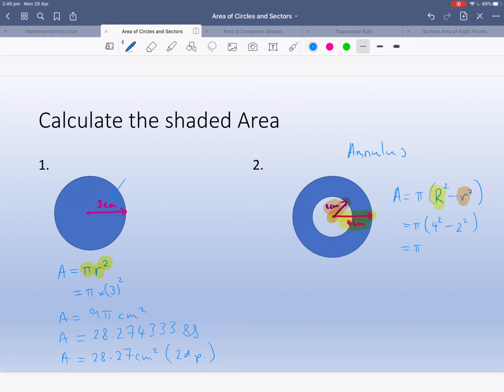So it's going to be pi times 16 minus 4, all right, because 4 squared is 16 and 2 squared is 4. So let's keep area equals pi, and it's going to be 12. So now we have to go 12 times pi. And let's do it to 2 decimal places as well. I'll write it all out first. So the area finally is 37 to 2 decimal places.